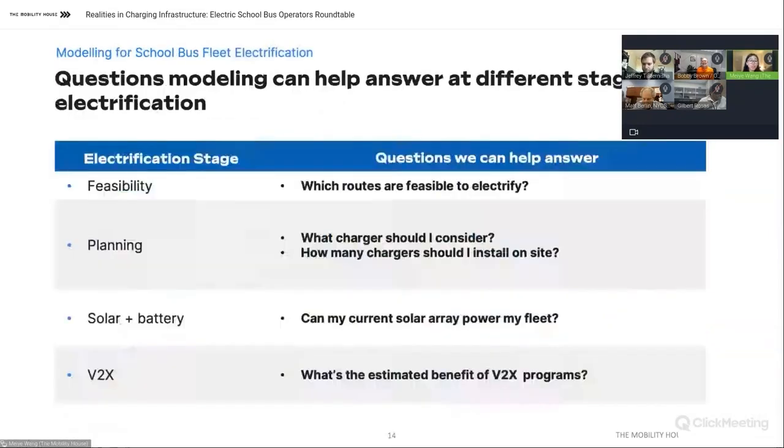And I would want to talk a little more about what other questions modeling can help answer, depending on what stage of electrification you are. So if you are in the early stage, we're still trying to understand if it's at all feasible to electrify. You might be wondering what routes are feasible to electrify and how many routes can I electrify if I have a limit of power connection on site.